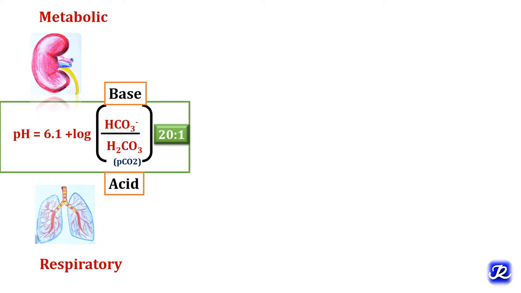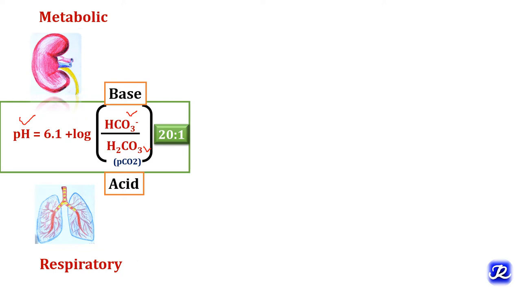So this equation states pH is equal to 6.1, which is the pKa of bicarbonate buffer, plus log of bicarbonate to carbonic acid. So we should know the values of three parameters like pH, bicarbonate, and carbonic acid, but this carbonic acid cannot be directly measured. So we get the value of carbonic acid by multiplying the partial pressure of carbon dioxide by 0.03, and the ratio of bicarbonate to carbonic acid is maintained at 20 at physiological pH.